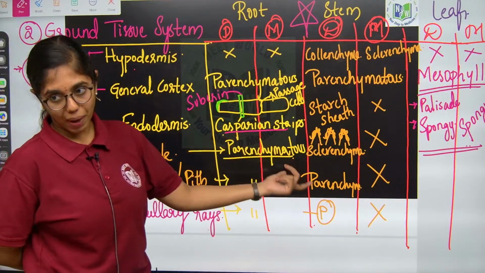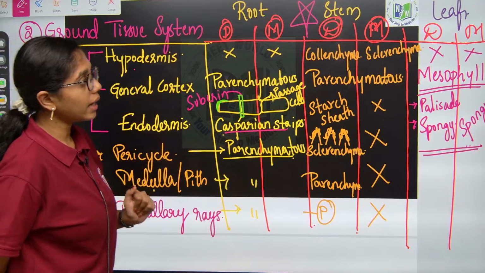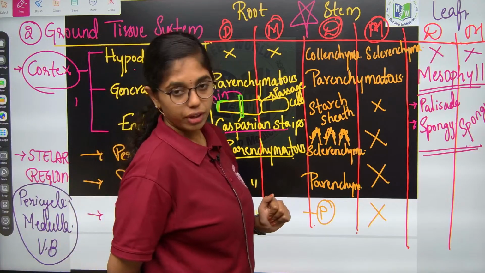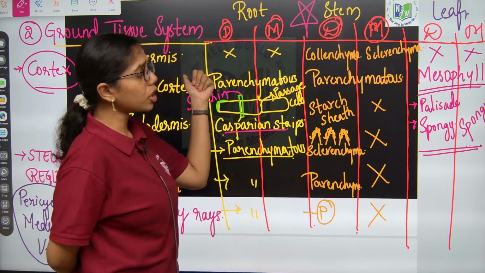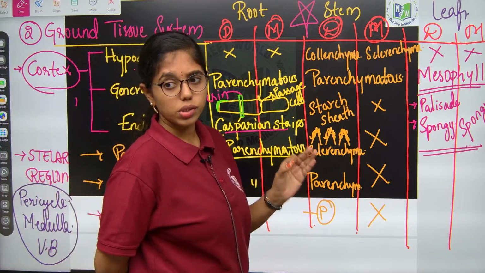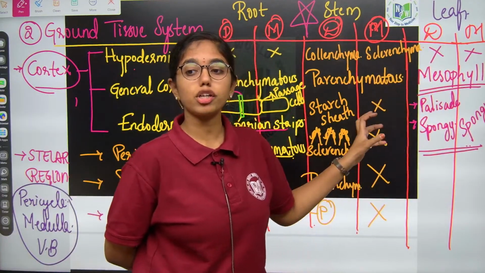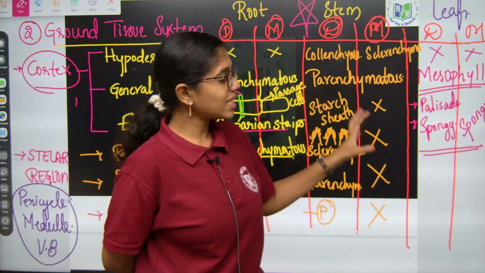Medulla or pith is parenchymatous. Medullary rays are also parenchymatous. And then dicot and monocot leaf, if you see, hypodermis is absent. The only general cortex region or cortical region you see is mesophyll tissue. Okay, the ground tissue system or fundamental tissue system of a leaf is just having what?